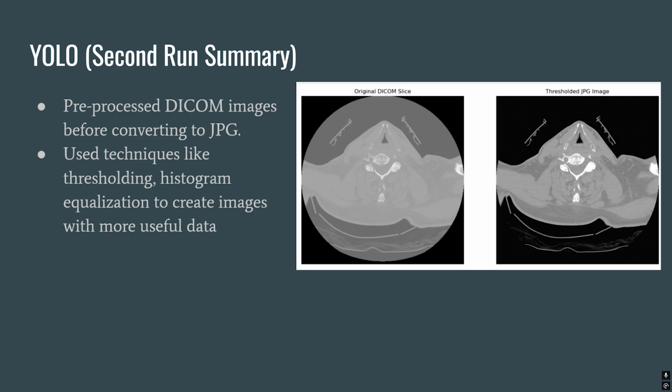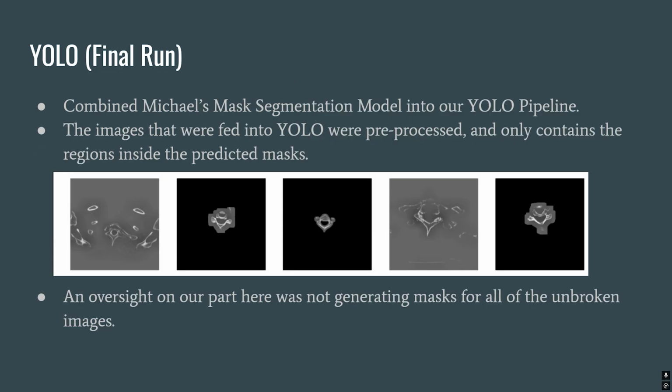This was around 200 to 1500. We performed histogram equalization to try to maintain as much of the important data as possible after conversion. Using these images, we attempted training again. For our final run of YOLO, we combined Michael's mask segmentation prediction model into our YOLO pipeline.